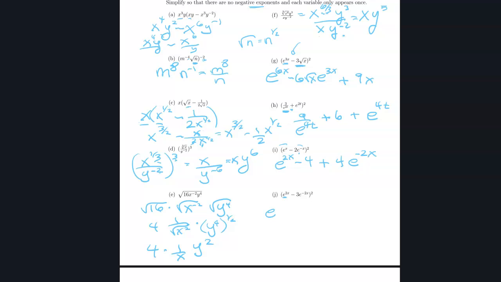All right, last one on this page. So this squared, e to the 4x. This times 2 will give me 6. And then, because the e to the 2x's cancel, plus 9e to the negative 4x.